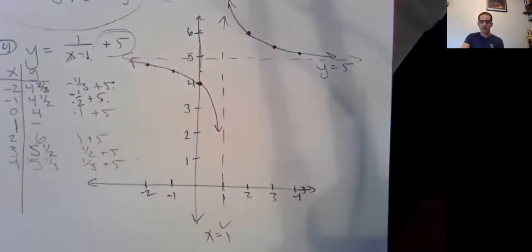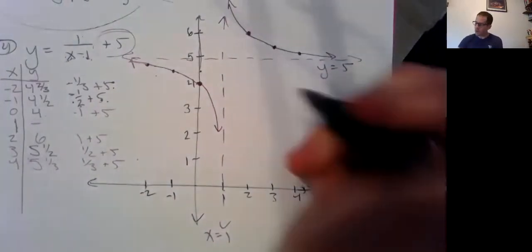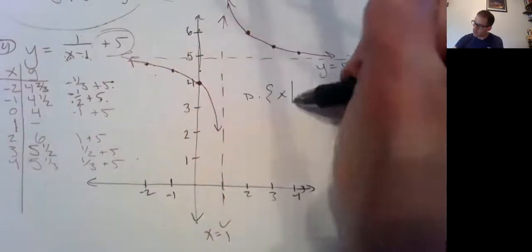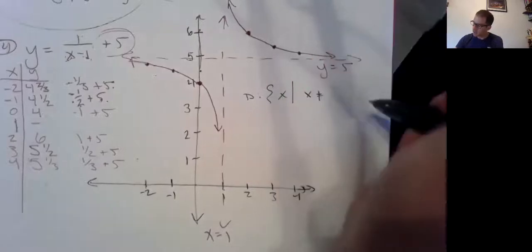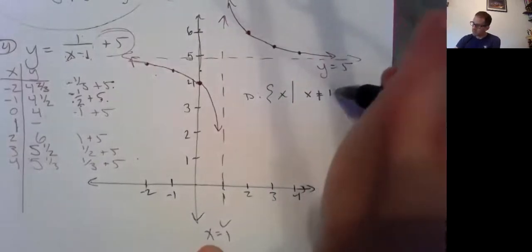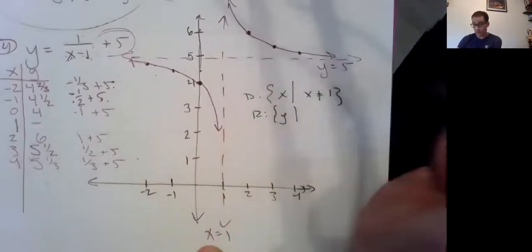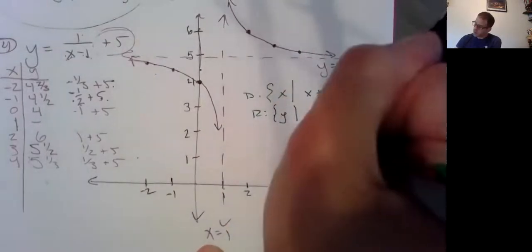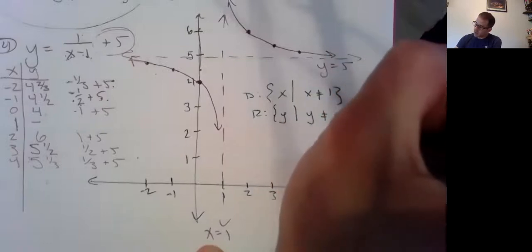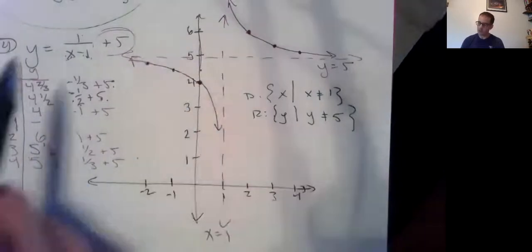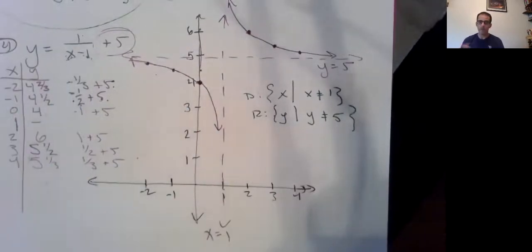Okay. Now, you know where to find the domain, right? We can talk about all x's such that x does not equal 1. We can use all y's, or we're going to get all y's, depending on how you want to say it, such that y does not equal 5. Okay? So, graph the function, state the domain and the range.